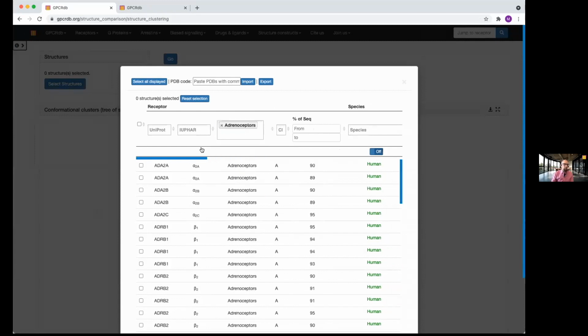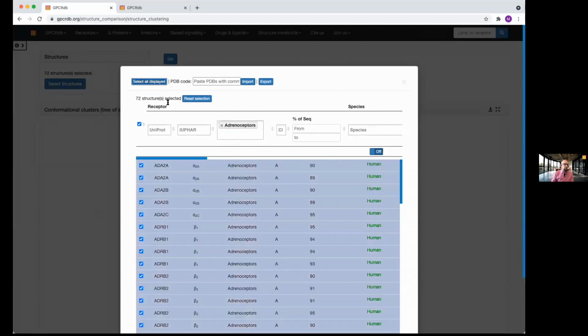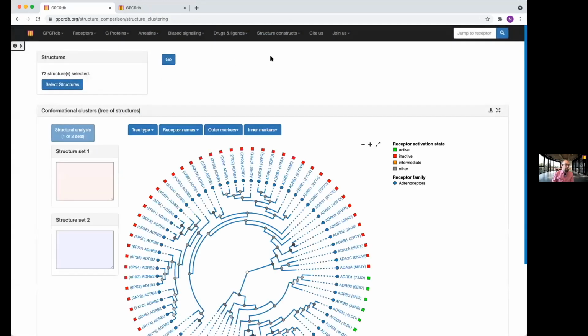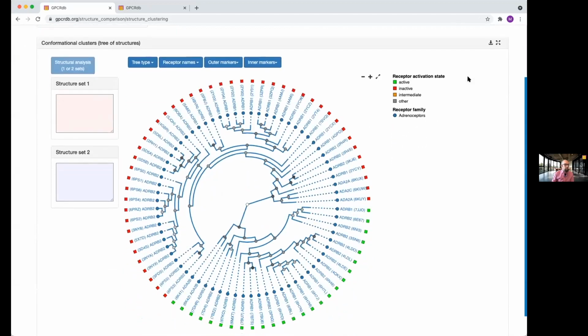So let's take a look at all adrenoceptors. We have 72 structures already, so it's going quite fast. And if you then press go, what it does is it takes all these distances from all these atoms and then compares them across all structures, and then it starts clustering it into this very nice tree.